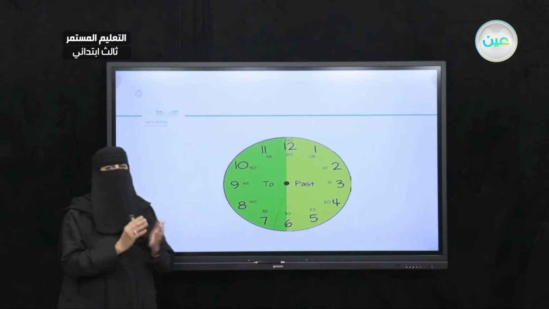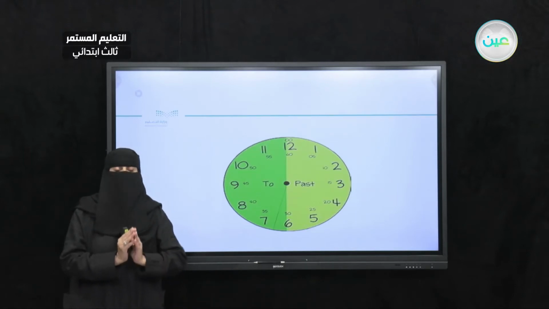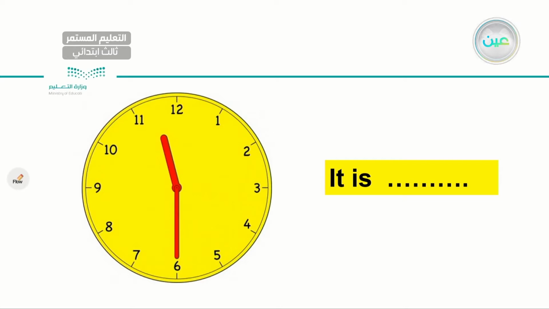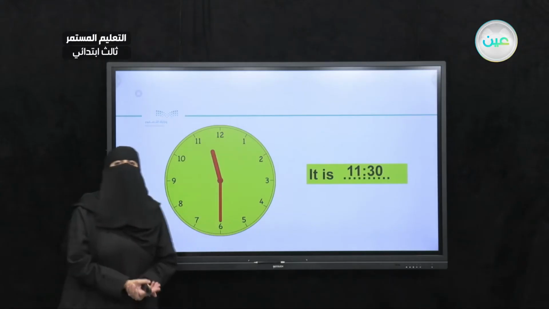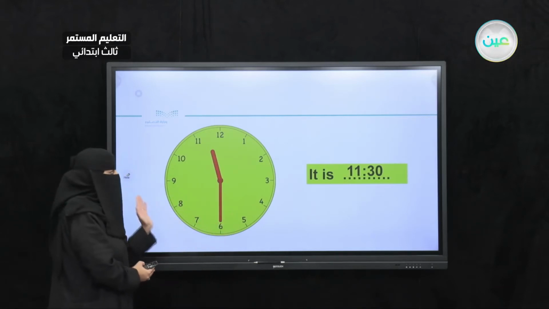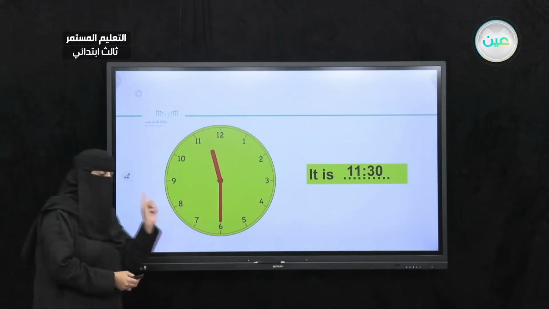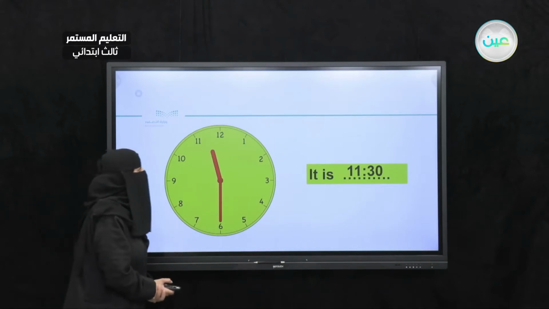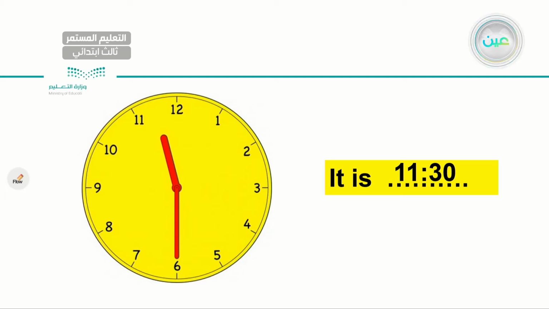Also, in the previous lesson, we introduced past. That's 30 minutes. We can say 11:30 or half past 11. As in this example, if I ask you for this time, what time is it or what's the time, please? You will answer by saying it is 11:30, or you might say it is half past 11. Okay, so half past 11 is 30 minutes after 11. Okay, so let's read one more time. What time is it? It is 11:30 or half past 11.